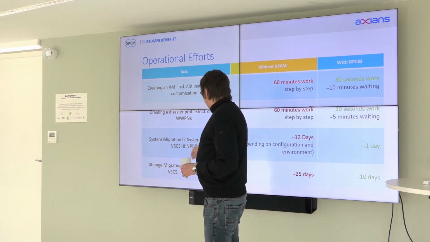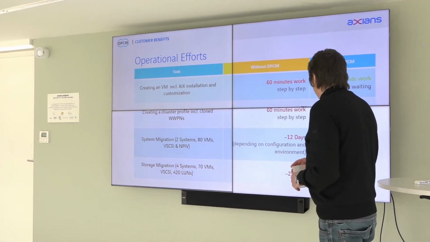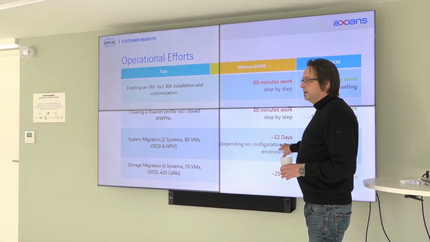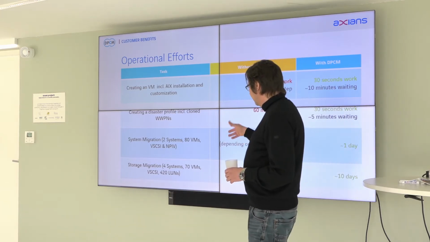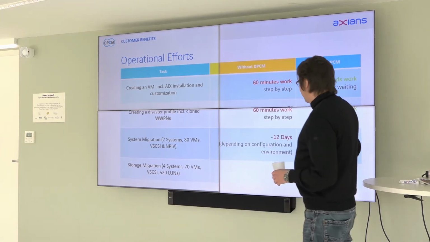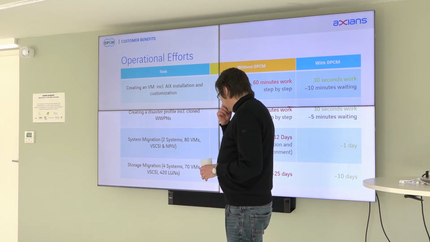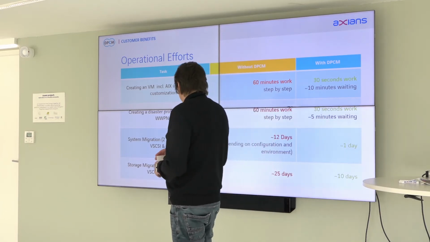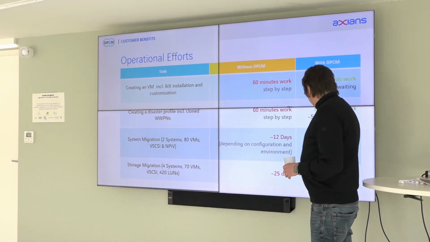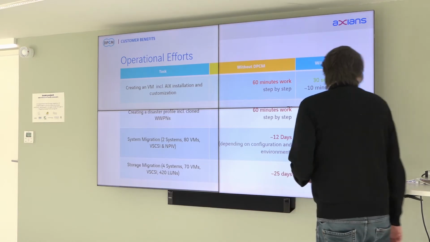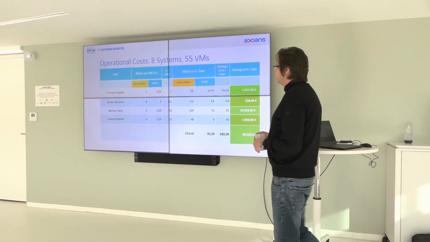System migrations. You have two systems, 85 VMs in a vSCSI and NPIV environment. Maybe you need 12 days to move all these systems and VMs to new ones. With DPCM, you can do this in 1 day. Storage migrations, as a sample for 4 systems, 70 virtual machines. Here as a sample, 25 days is done in 10 days. So this is the reason why people are using DPCM.